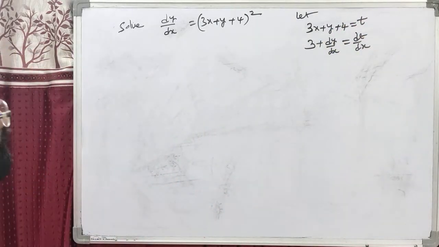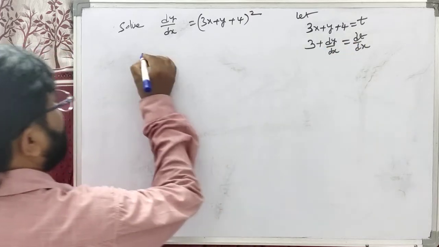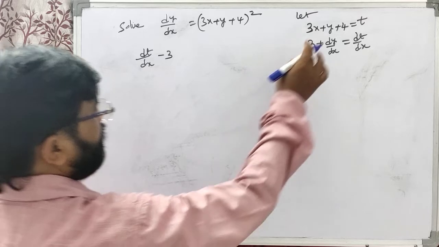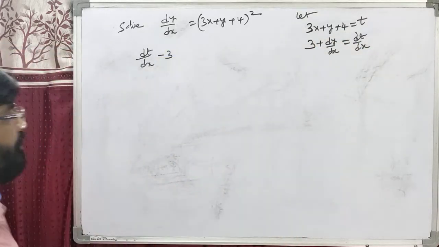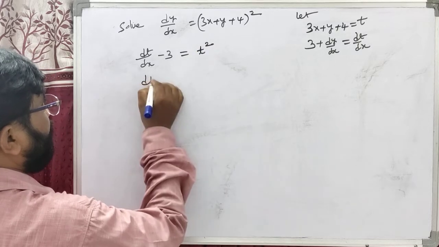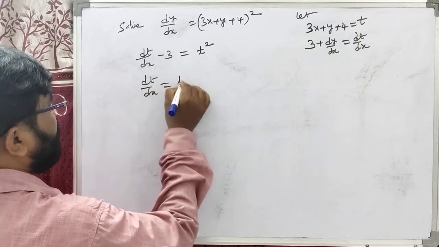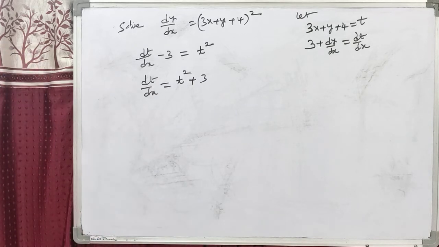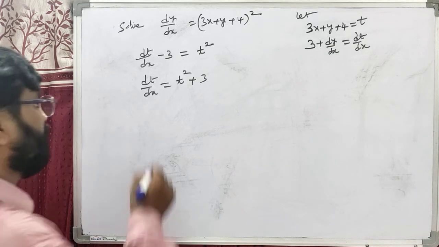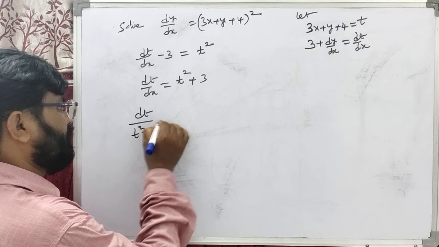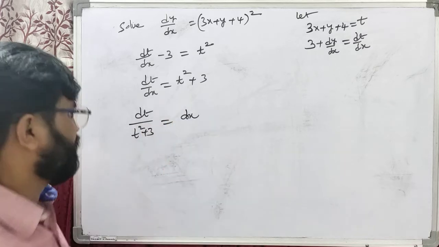How can you write, students, the dy by dx? That can be written as dt by dx minus 3, plus 3 sending to the other side, minus 3. Dear student, this is very simple: t square plus 3 is dt by dx. Now we can take the variable separable method. How to write, students? That can be written as dt by t square plus 3 equal to dx.